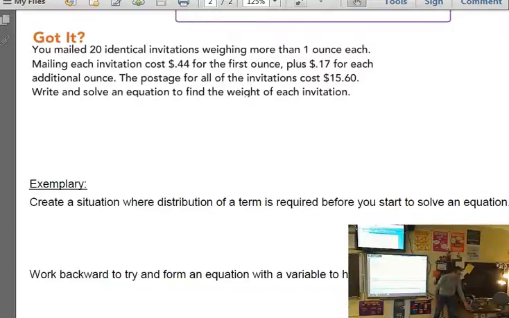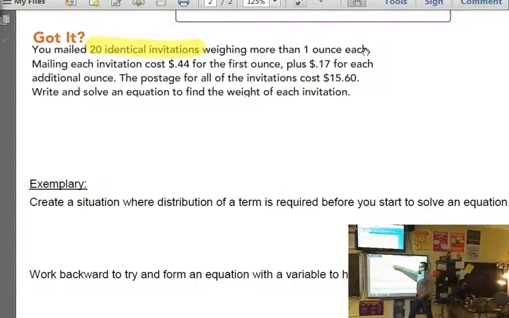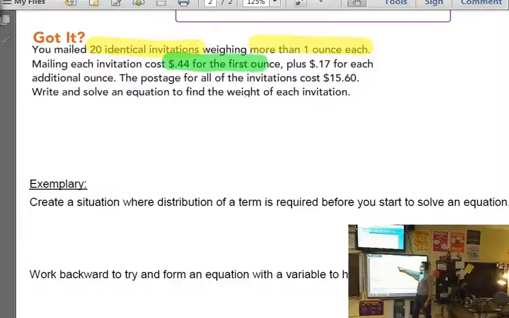What do we know in this problem? We know how many invitations we're sending. Yeah, and that they're all the same, which we would hope, unless some people get special invitations. And they all weigh more than 1 ounce. They all weigh more than an ounce. And that mailing an invitation costs 44 cents for the first ounce and 17 more cents for each additional ounce. Sweet. And we know the postage total is $15.60.